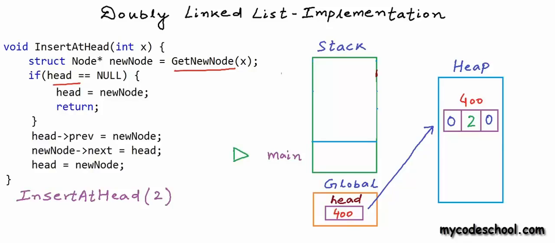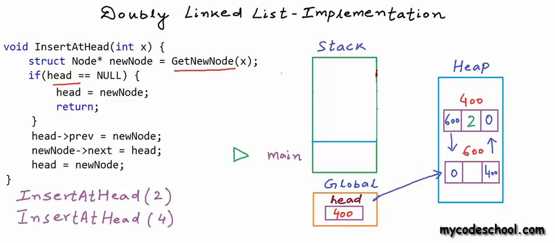I hope all of this is making some sense. With another call to insert at head, when everything finishes and control returns back to main, we can have a picture like this. Let's say I got a node at 600. The right cell is storing the address of the next node, and the left cell is storing the address of the previous node. So this is what we will have.